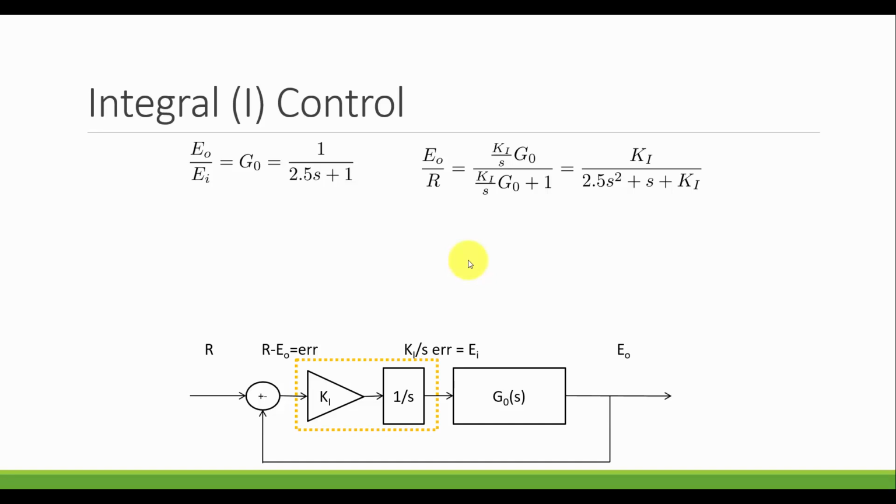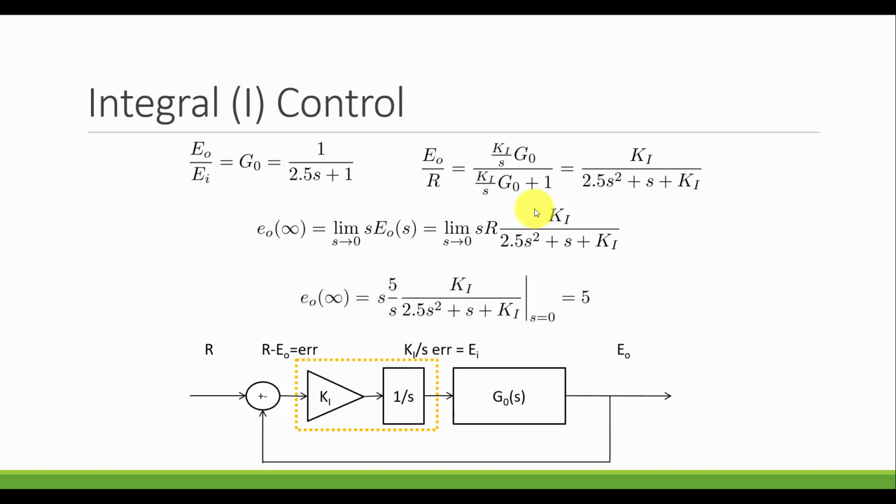Does it make E out eventually go to 5 volts if our reference is 5 volts? So using the final value theorem on this closed loop transfer function, E out over R, with the same steps as before, I can see what happens as s goes to 0 of s times E out, and I can take the limit as s goes to 0. I'll evaluate this expression when s is 0. Just like before, the s from here is going to cancel the 5 over s, and the 5 on top is going to be combined.